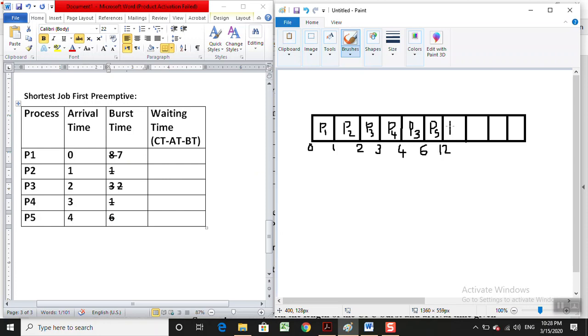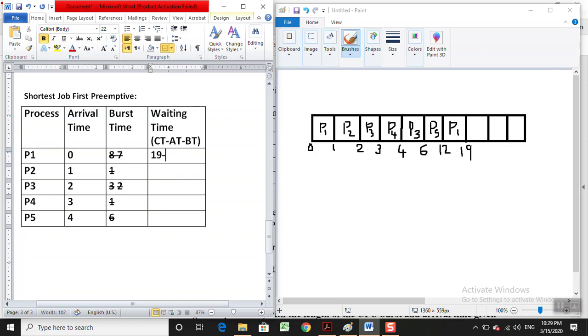with 7, that will be 19. Okay, so P1 has also finished its job. Now what is the waiting time for P1? The completion time is 19, arrival time is 0, burst time is 8. So it will be 19 minus 8, it's 11 milliseconds.